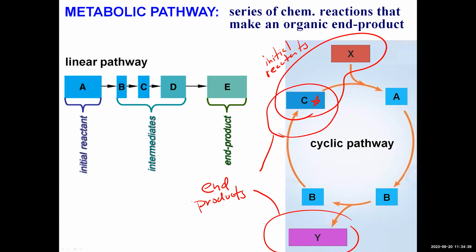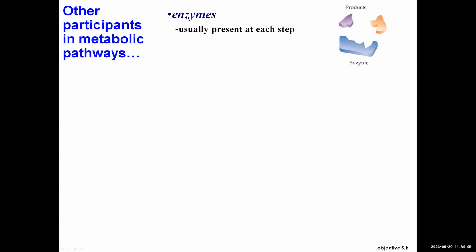Other components of metabolic pathways include things like enzymes. Enzymes are usually present at every step in which you see an arrow, and their job is to make reactions happen faster. The reaction will happen without the enzyme, but it might take a long time. So enzymes are catalysts that help things go faster.